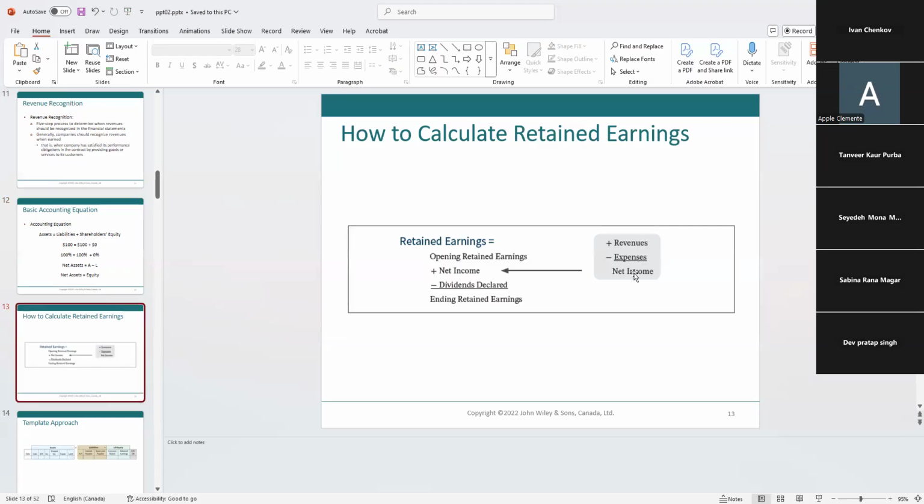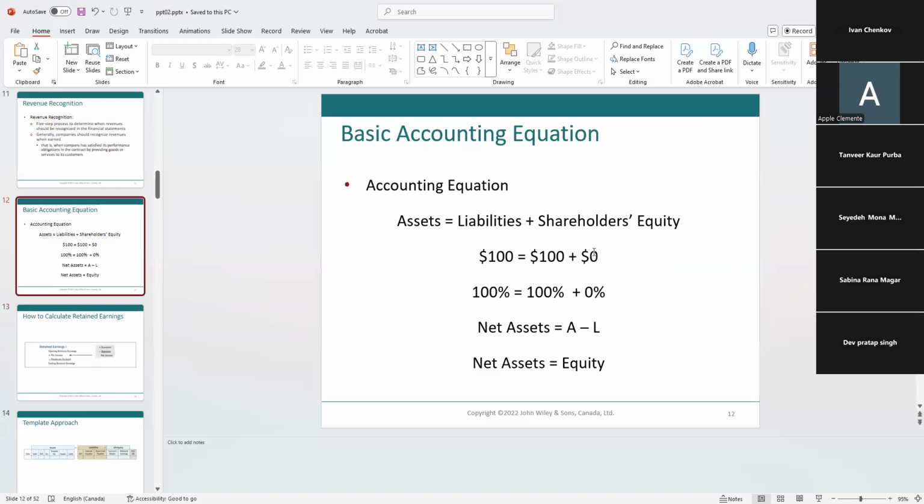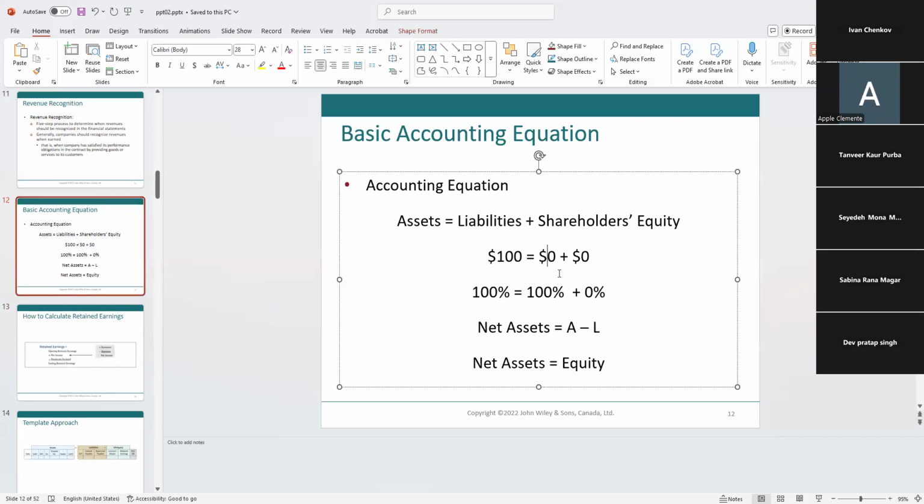Make sense? So I have to earn income. Once I earn income, that's going to increase my equity. And from my equity, I can pay the liability. Then the liability is going to go to zero and the equity is going to go to 100%. So I close my liability, but now I have my book. Make sense? Thank you.